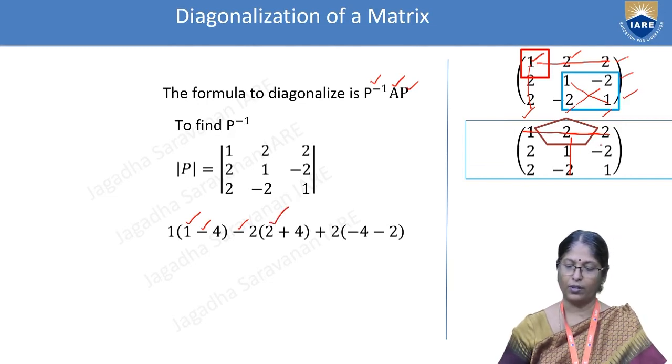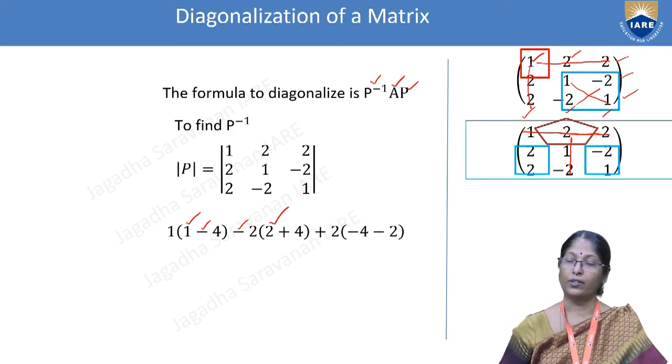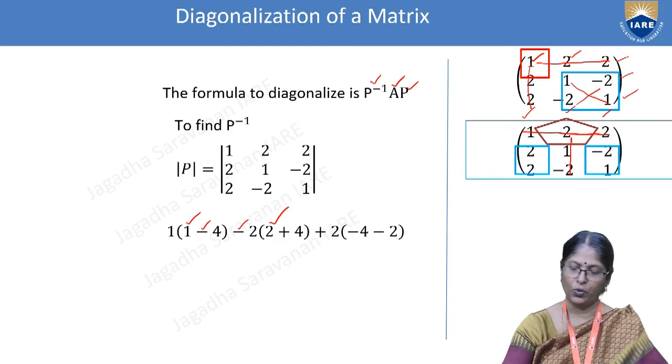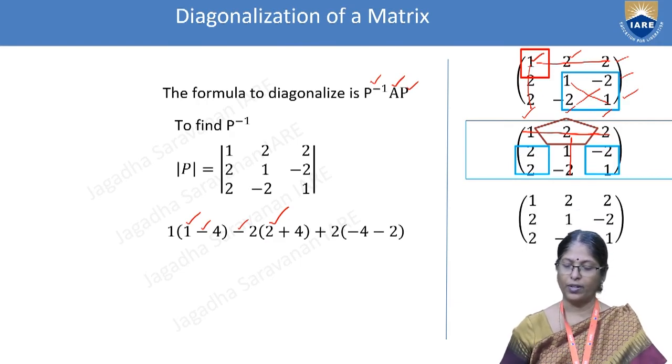You can see this part, the blue color rectangle, the ones that come under cross multiplication. That is 2 into 1, 2, minus of this 2 into minus 2, plus 4. The next, you can see it.